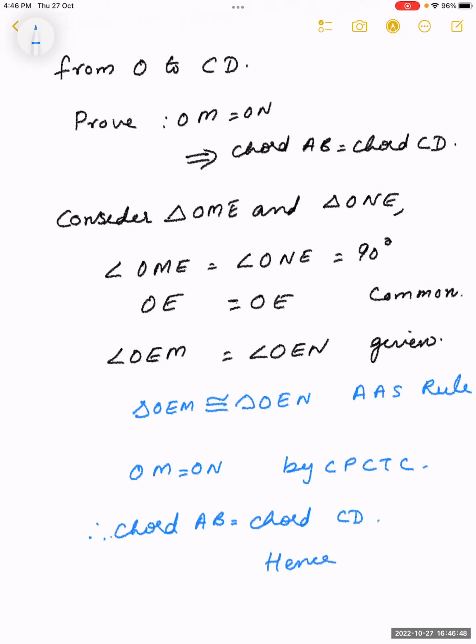Or if you want, you can write that chords equidistant from the centers are equal. Chords equidistant from the centers are equal. Please note this down.